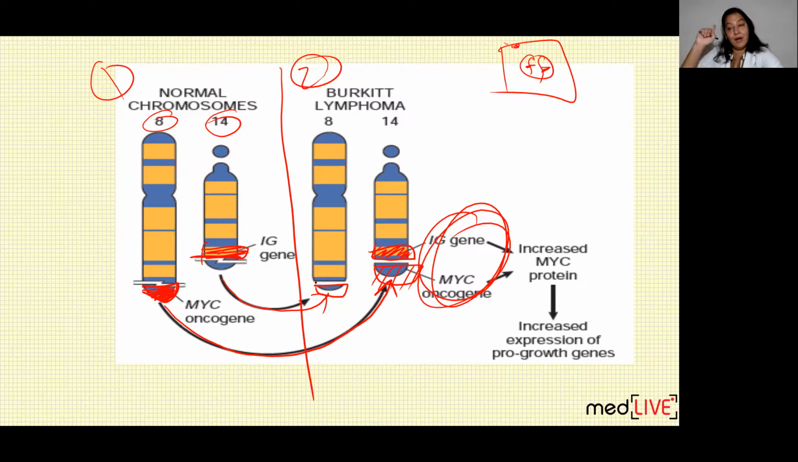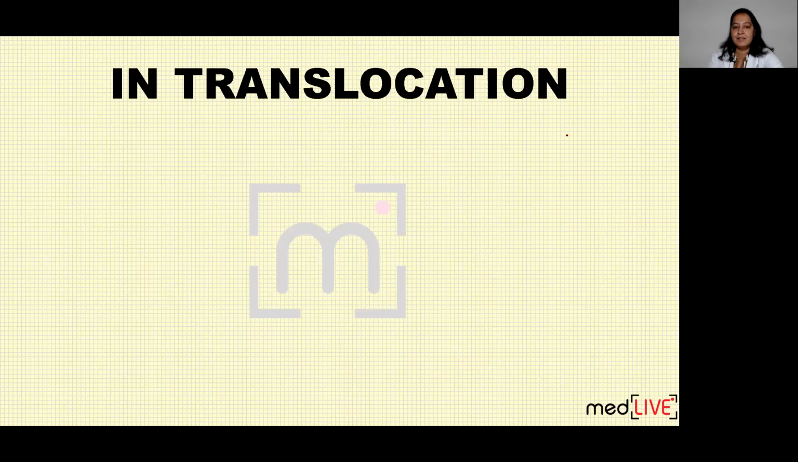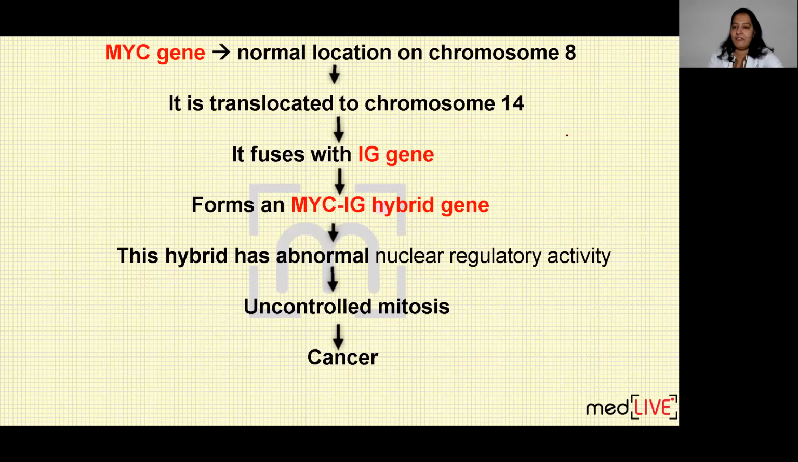In that example, 9;22, on 22 the fusion was formed, ABL-BCR fusion. Here 8;14, on 14 the fusion is formed, that is MYC and Ig gene fusion gene. Because of this fusion, even in absence of growth factor, this cell will undergo mitosis, uncontrolled mitosis occurs and cancer will occur. So you can write like this.